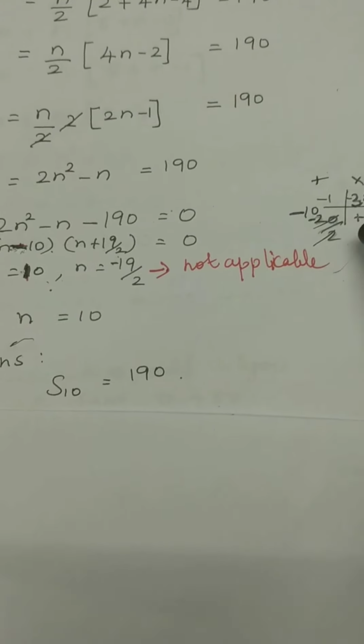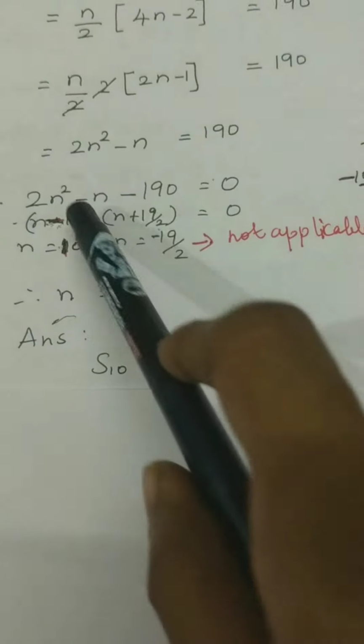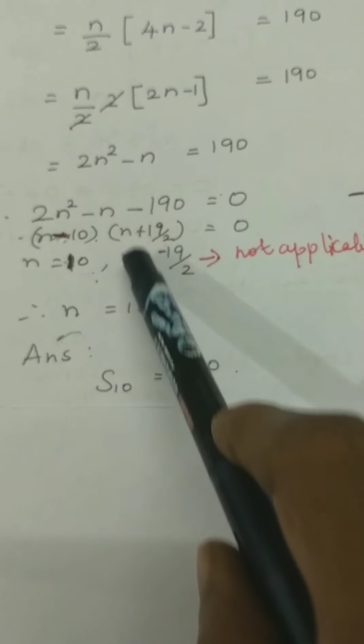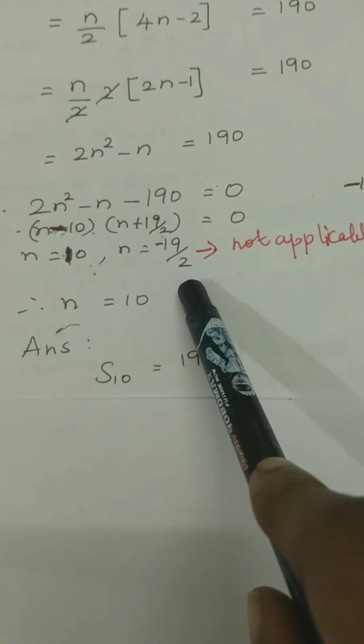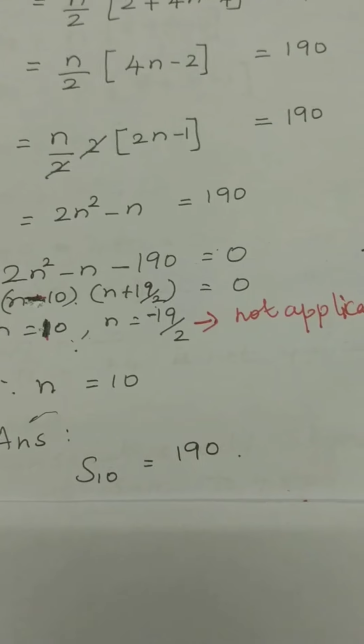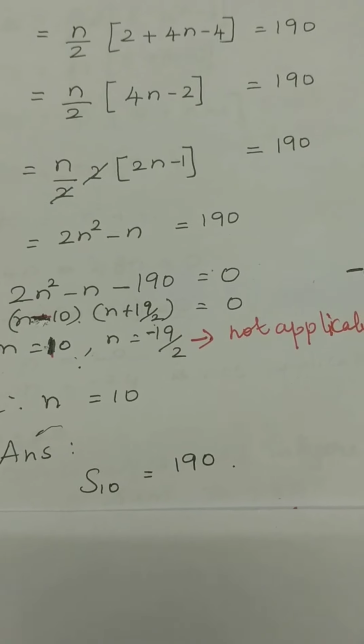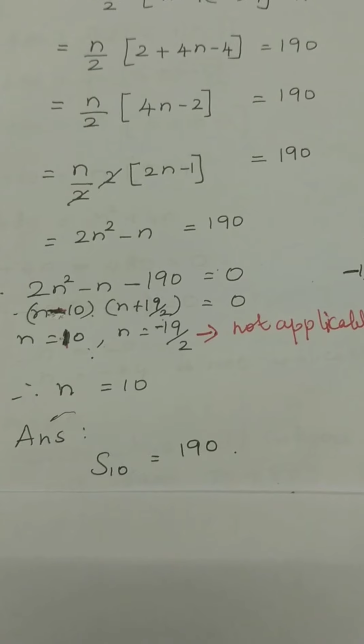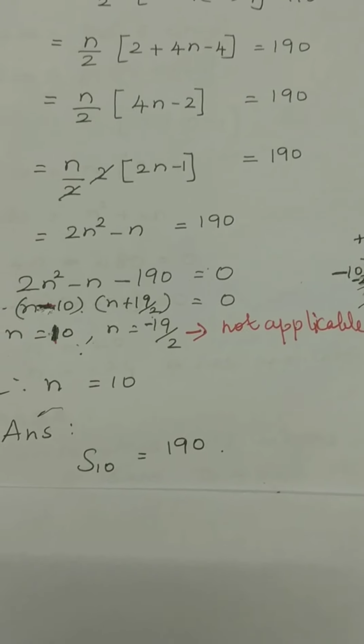We cannot cancel this. So (n minus 10) into (n plus 19 by 2) is equal to 0. Taking outside, n is equal to 10, n is equal to minus 19 by 2. Here it is a fraction and also a negative number, so it is not applicable as the value of n. So we use n is equal to 10. So the answer is S10 is equal to 190. The sum of 10 terms in the series is 190.